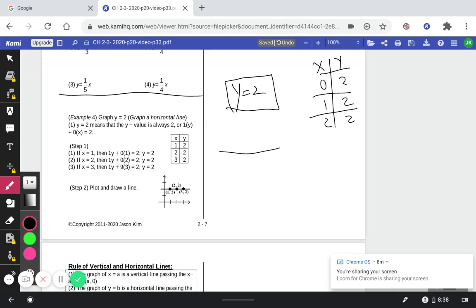That's what they're saying. So if I plot this, where is 0, 2? 0, 2 is where x is 0 and y is 2. Here is 0, 2.